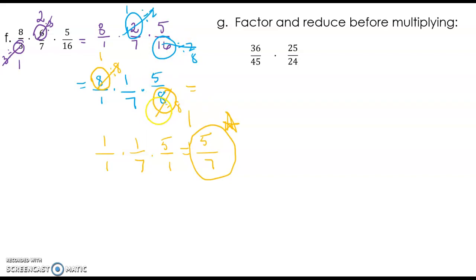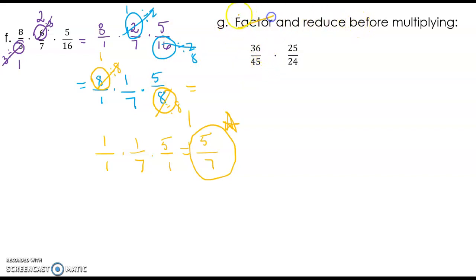And again, if you are currently confused, you're on the right track. We're going to keep doing this for a couple weeks, and hopefully it will be something that you catch on to. And if you don't catch on to it this year, maybe next year, because we're learning, right? We don't know all the answers. So G, factor and reduce before multiplying.